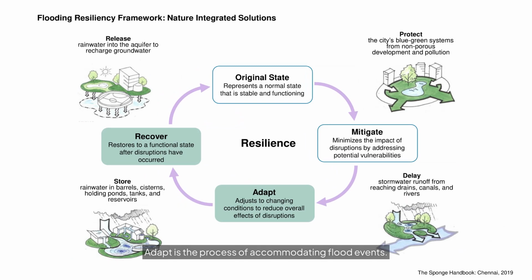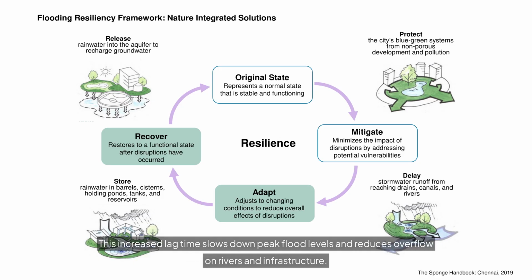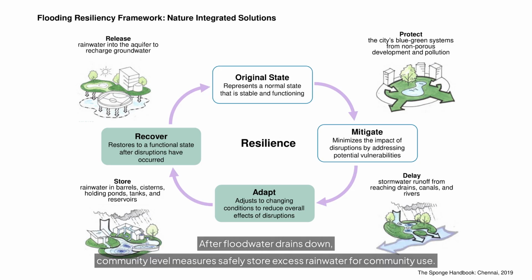Adapt is the process of accommodating flood events. Sponge street systems, rain gardens, and flooding courtyards, etc., can retain stormwater so that the city's drainage and trenches are not overwhelmed. This increased lag time slows down peak flood levels and reduces overflow on rivers and infrastructure. After floodwater drains down, community-level measures safely store excess rainwater for community use.